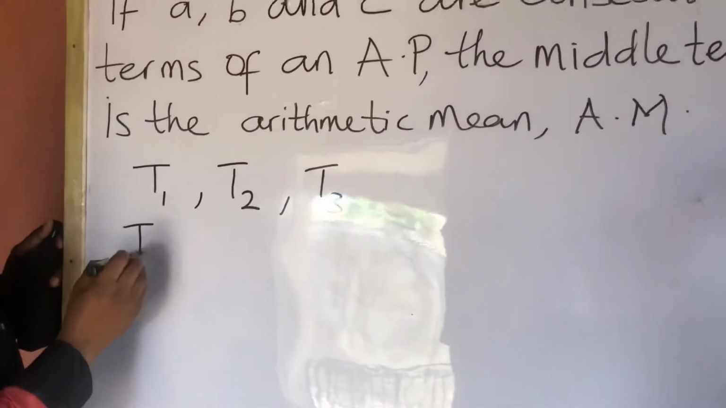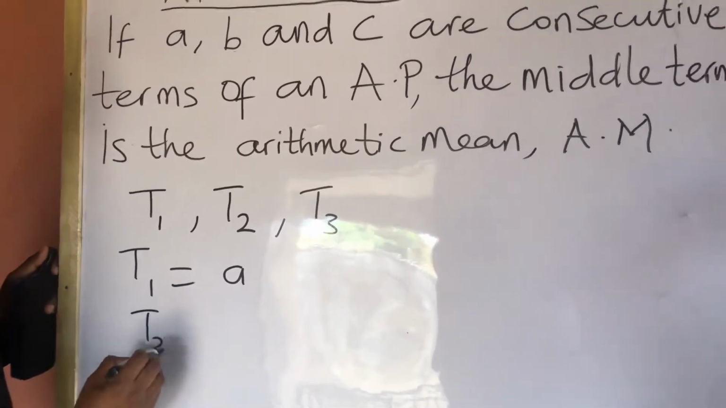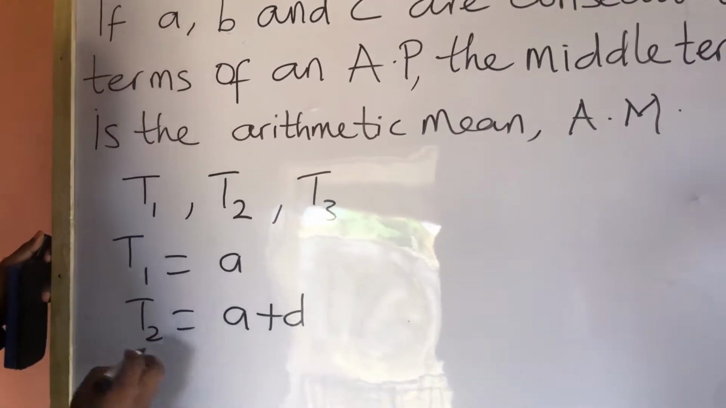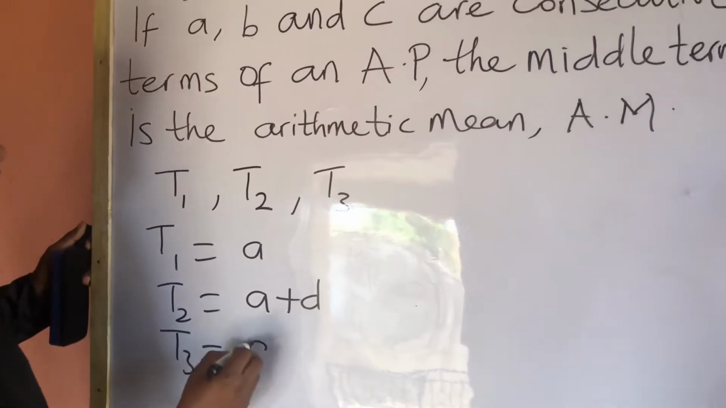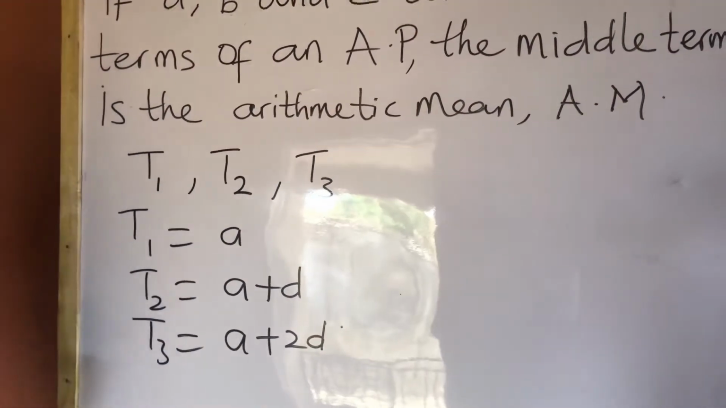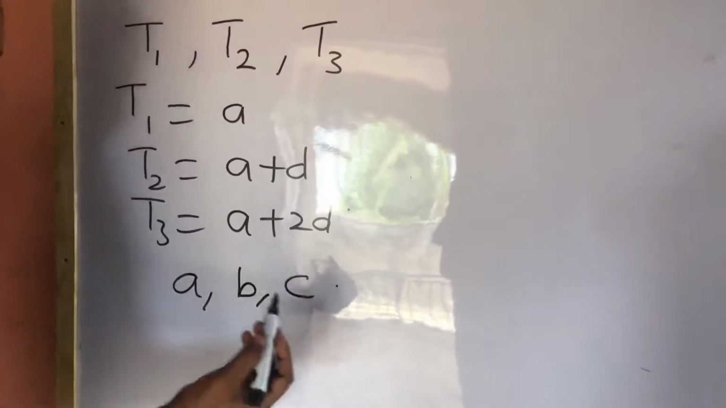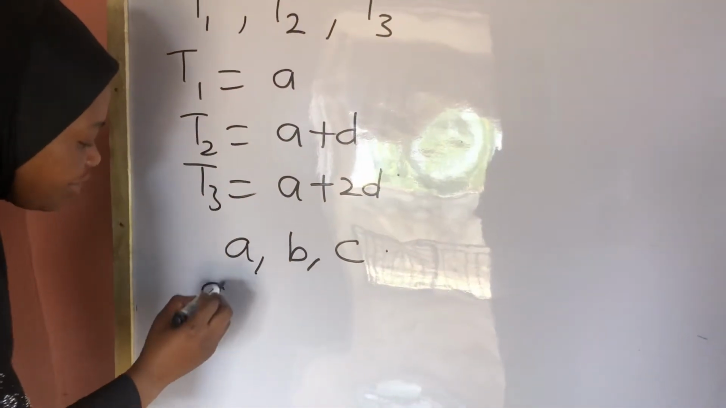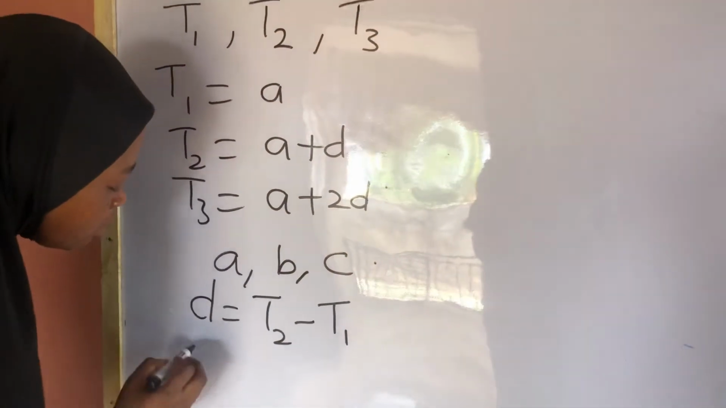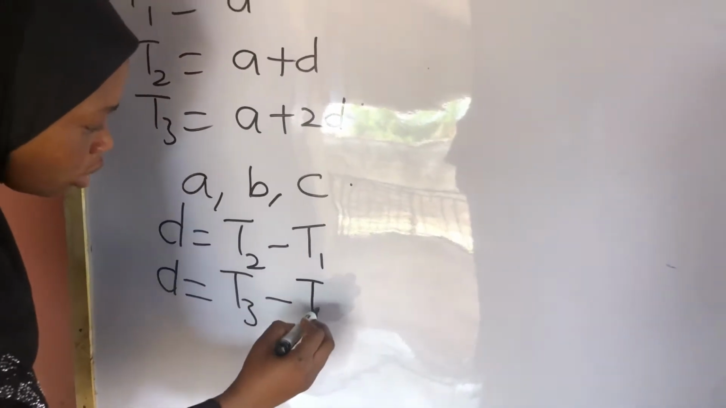And the first term is usually called A. So T2 is equal to A plus D, that is the first term plus common difference. And T3 is equal to A plus 2D. That is not what we need here. What we need here is A, B, C. And I told you earlier that common difference is equal to the second term minus first term. Common difference is still third term minus second term.